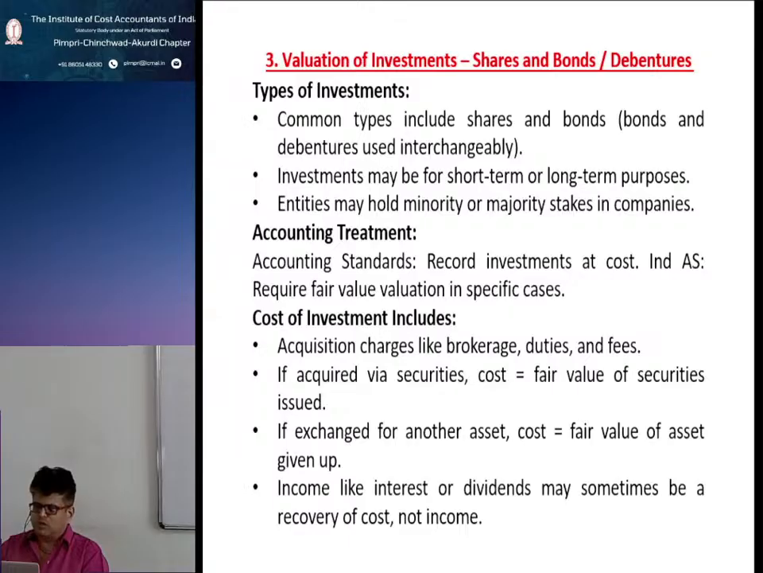Investments may be for short-term or long-term purposes, and this duration for which the investment is being made classifies the investments either as short-term or long-term. So normally the investments which are held for a period of 1 year to 3 years are called short-term. Beyond that, they are long-term. So that's the prominent bifurcation of time duration, which constitutes either a short-term or a long-term instrument or investment.